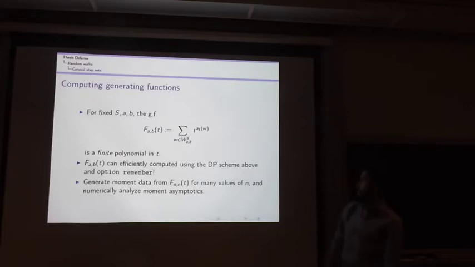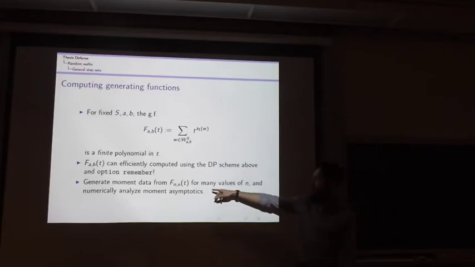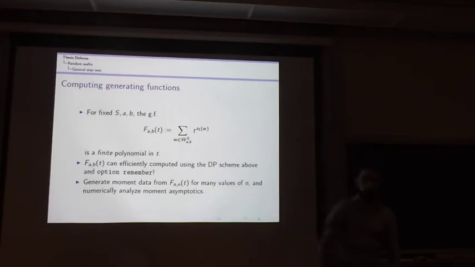Okay, so this lets us generate data for a bunch of moments if we look at the walks from 0,0 to (n,n). Basically we just generated a lot of data, and then we tried to fit the asymptotics to, in this case, a polynomial ansatz.